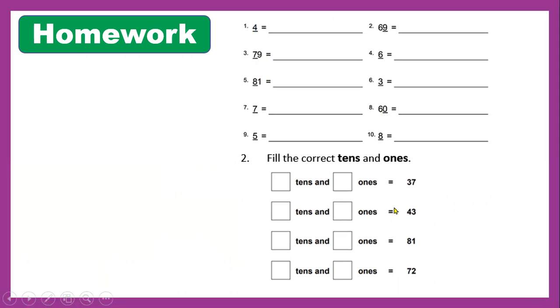And here we have to find out, the first number is 37, and you have to find out how many ones and how many tens. So here we have 7 ones, you have to write here. And how many tens? We have 3 tens, that is 30. When you write tens, you must write a 0. That shows we are writing tens.